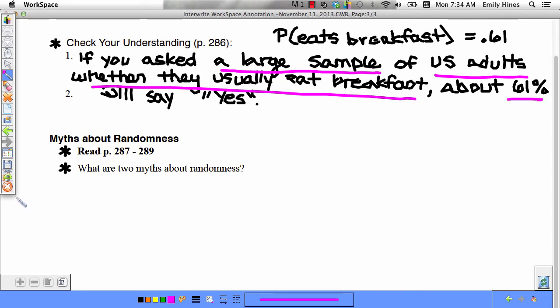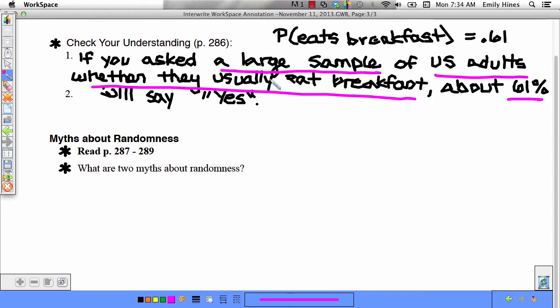Okay, it's important to notice that I did not give a number to how large of a sample I took. It's not that I can say out of 100 people, 61 are going to say yes, because I don't know that. There's no way for me to know who's going to say yes and who doesn't before I ask. However, I know, thanks to the law of large numbers, that if I ask a large enough sample, about 61% of them will say yes, because 61% of the population eats breakfast.